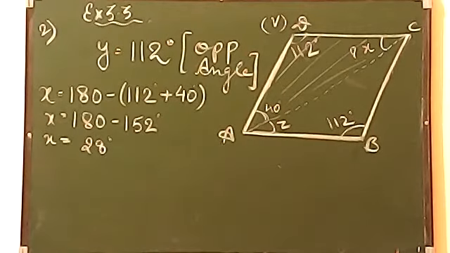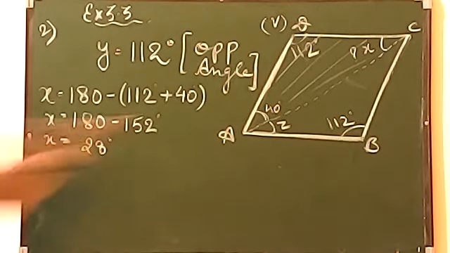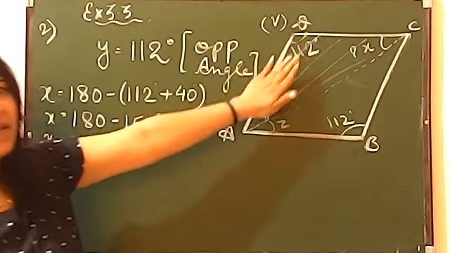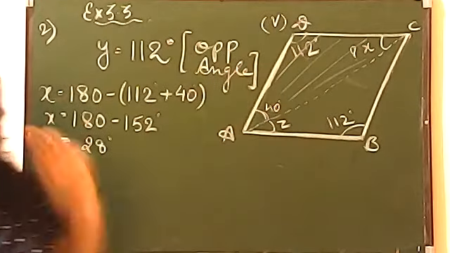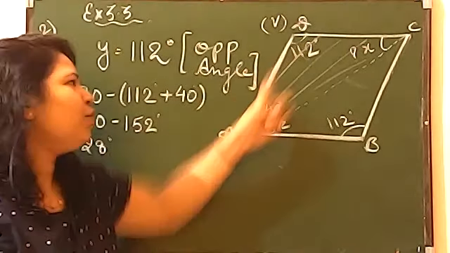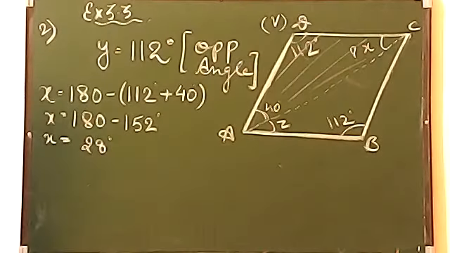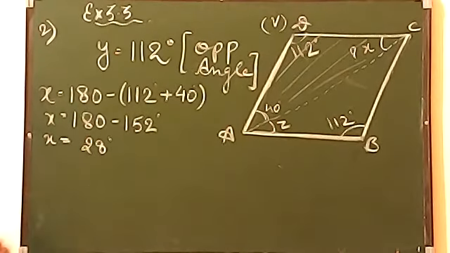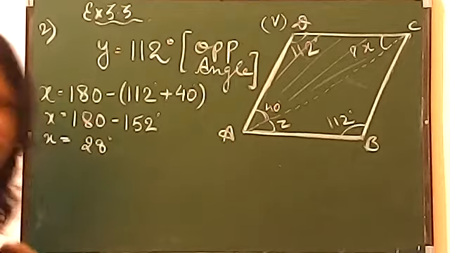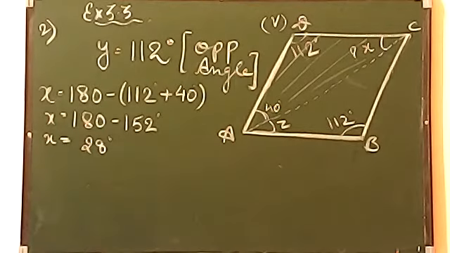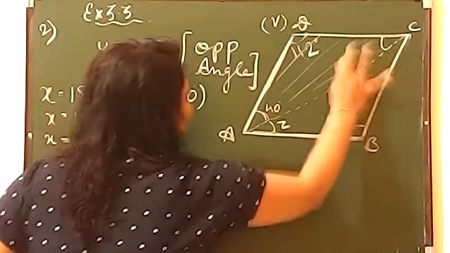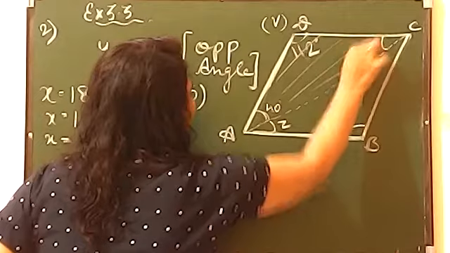Okay, see this now. This was a triangle. A triangle has all angles summing to 180. So if you know two angles, you can find the third angle. So this is the third angle. We have done this. Now we got the value of x also. The value of x is 28.